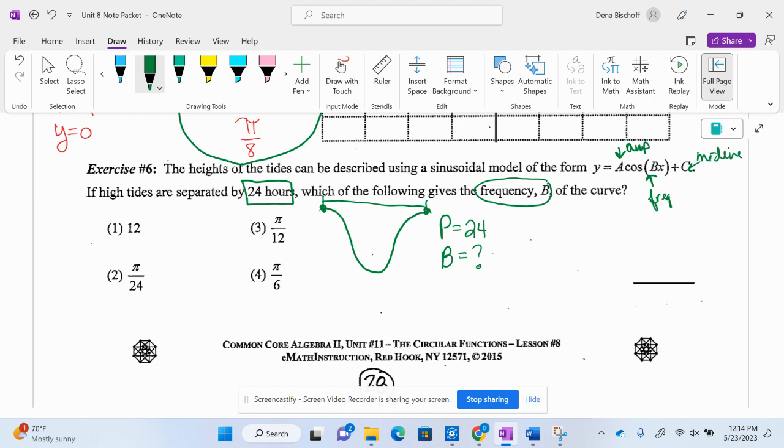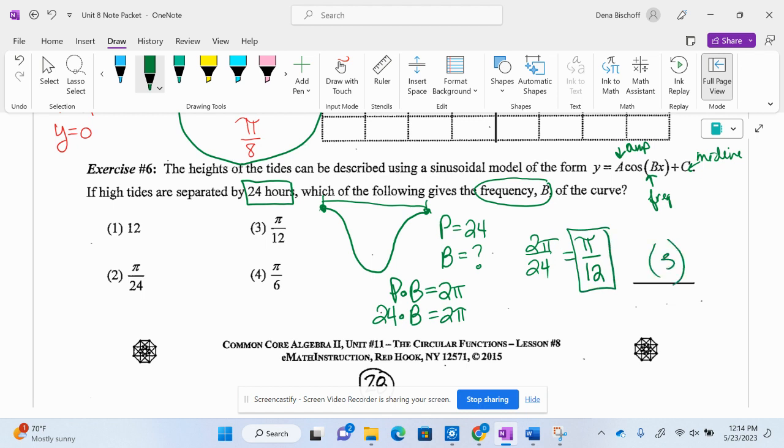2 pi divided by 24. So I'm going to share your thinking. Remember that we said that the period times the frequency is always going to equal 2 pi. You know that your period is 24, so 24 times b equals 2 pi. Then we'll just divide both sides by 24, and that reduces to pi over 12.